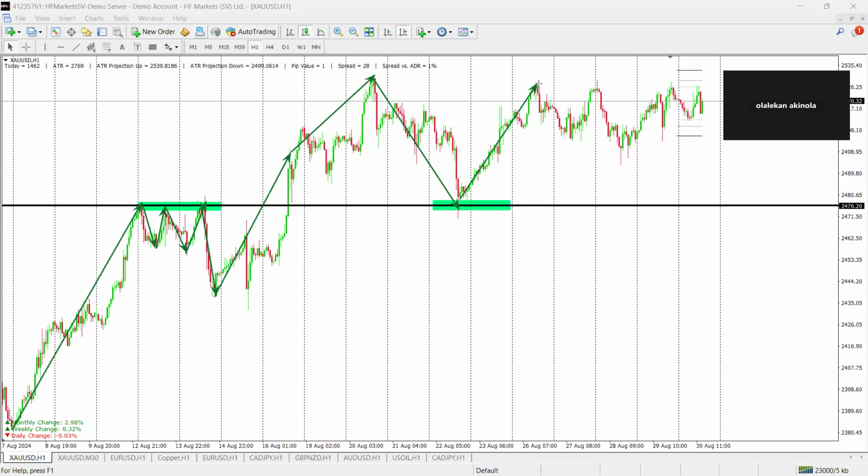It just might take time. It took some days. It took about 1, 2, 3, almost 4 days for that retest to come back to that level. It might take time, but that's what makes it a high probability entry.